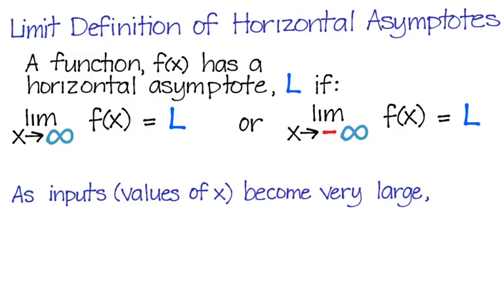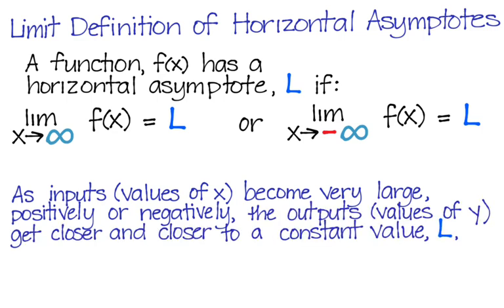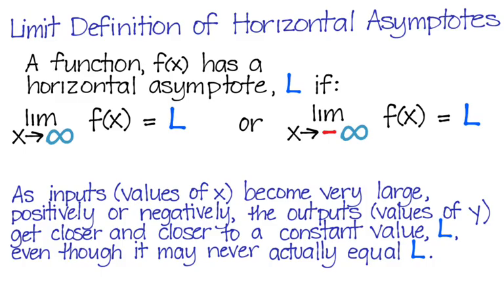The non-mathematical way of just saying that is as my inputs become very, very large, either negative or positive, the outputs, or the values of y, will get closer and closer to some constant value L. Even though it may never actually equal L, meaning f of x might never equal L. It could. We can even cross the horizontal asymptotes many, many times, but it might not. It doesn't have to ever equal this L.